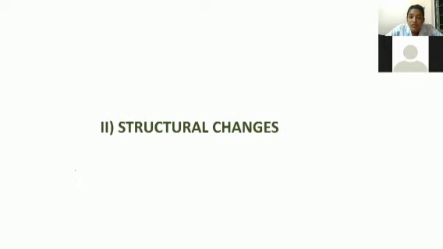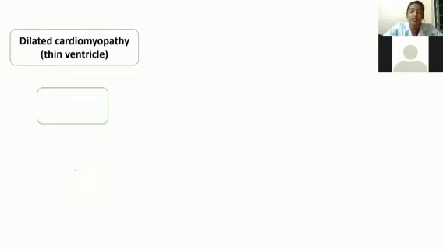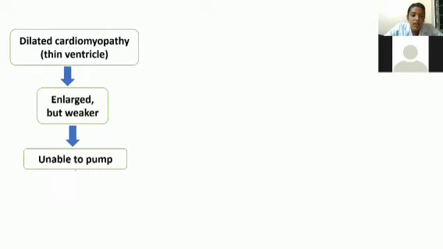Next, the second one is structural changes. What are the structural changes? What problems happen to the muscles of the heart? In dilated cardiomyopathy, there will be a thin ventricle. As I already said, the muscles will be weak or very thin, but the size will be enlarged. Due to that, the contraction will be affected and the heart is unable to pump out adequate blood. That will lead to heart failure.